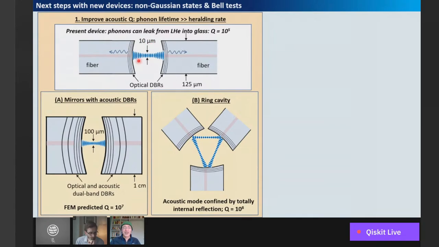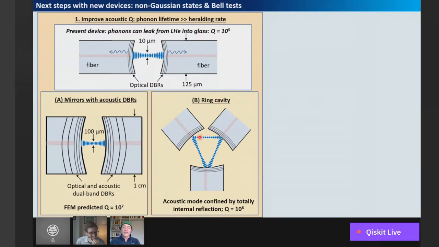So we did the world's dumbest geometry here. Right now we're learning how to build ring cavities out of these fibers, such that the acoustic modes will be confined by total internal reflection. And total internal reflection is really total. It's limited only by the smoothness of these surfaces. Based on what we know of the smoothness of these surfaces, we'd expect a quality factor for the acoustics about 3 orders of magnitude greater than what we have now. So that would be huge for getting us cold.